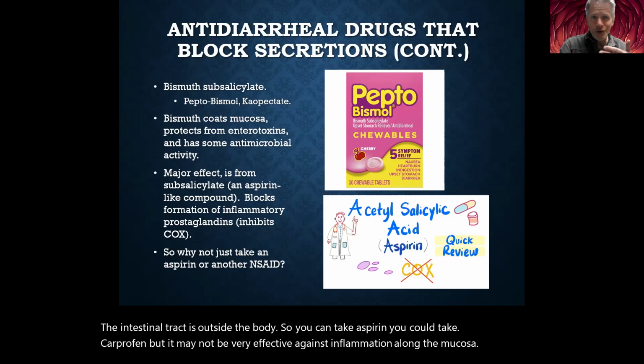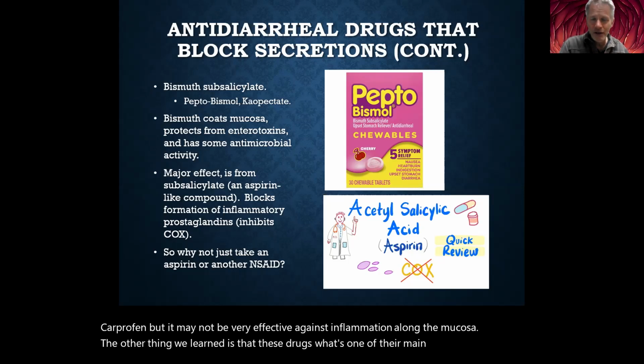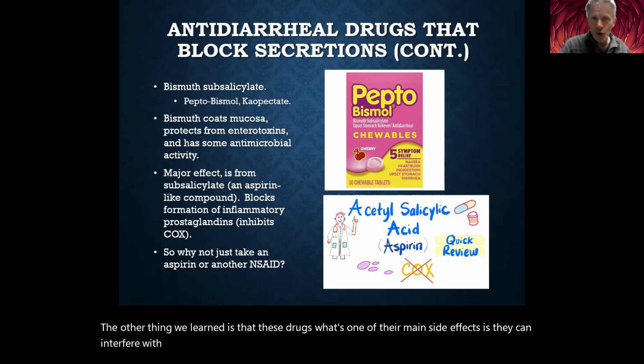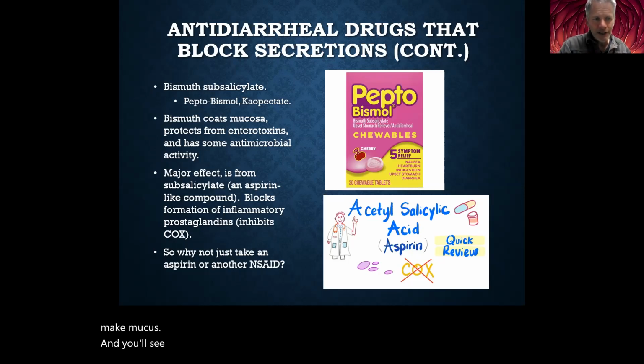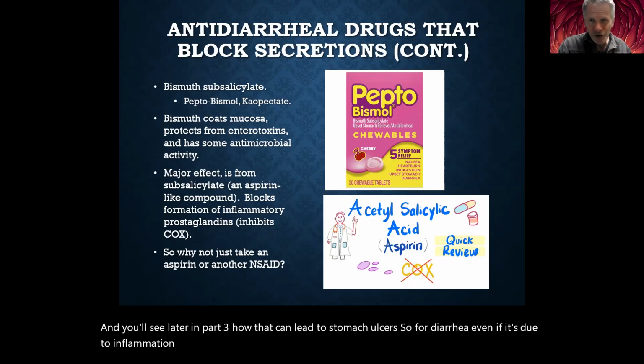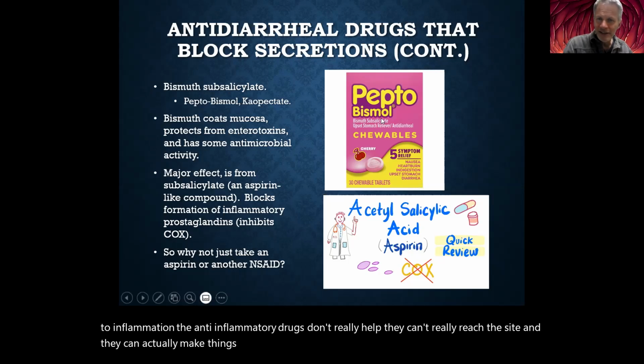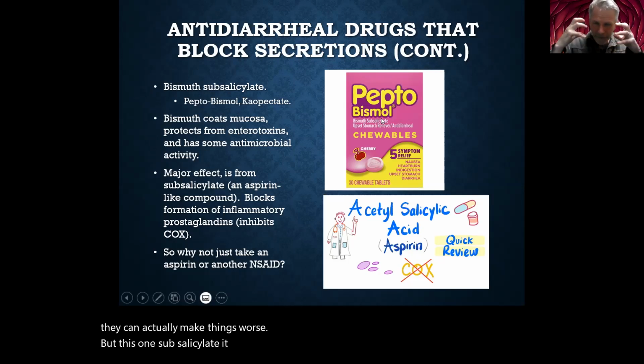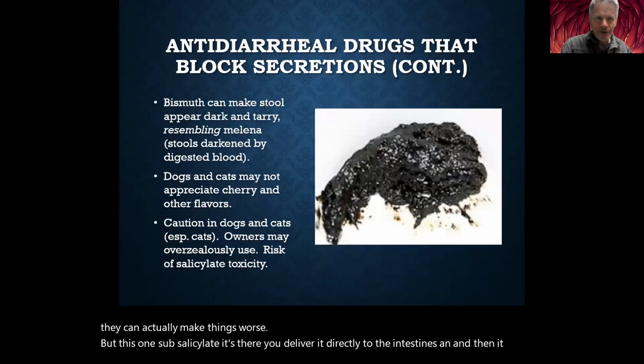The other thing we learned is that one of the main side effects of these drugs is that they can interfere with the good prostaglandins. And there are good prostaglandins that help make mucus. And you'll see later in part 3 how that can lead to stomach ulcers. So for diarrhea, even if it's due to inflammation, the anti-inflammatory drugs don't really help. They can't really reach the site, and they can actually make things worse. But this one, subsalicylate, you deliver it directly to the intestines, and then it can fight inflammation there.